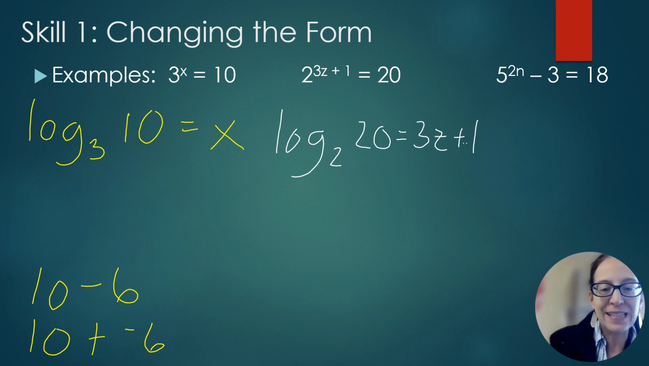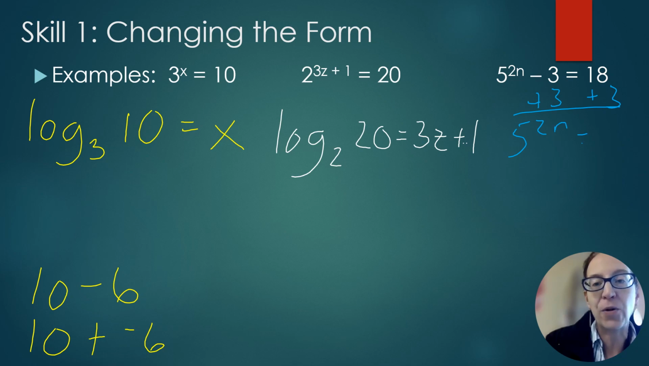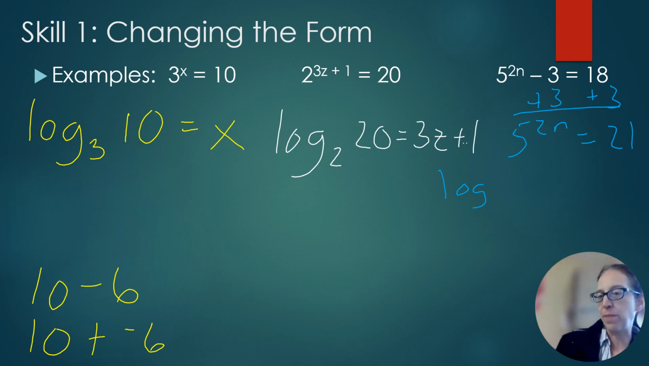So in this example, we would start by adding the 3 to both sides first, which we can do because it's not part of the exponent. And that'll give us 5 to the 2n equals 21. And now we have it in a form where we can change it over. So we would have log. Remember, the base of the exponent will be the base of the logarithm. So this will be log base 5 of 21 is equal to 2n.